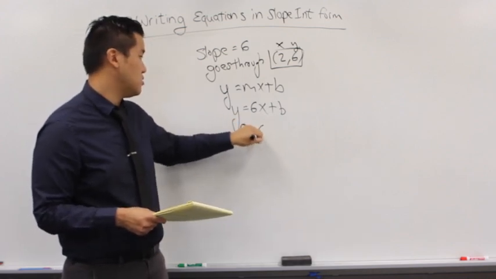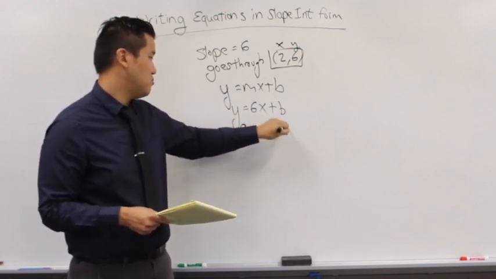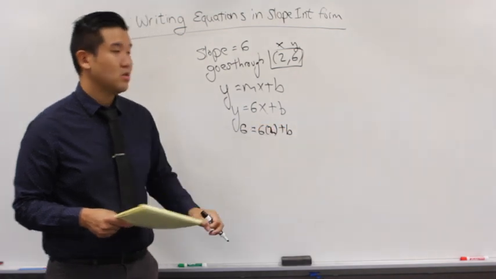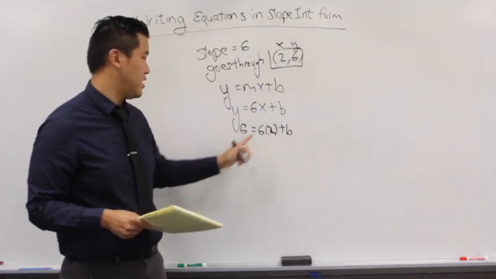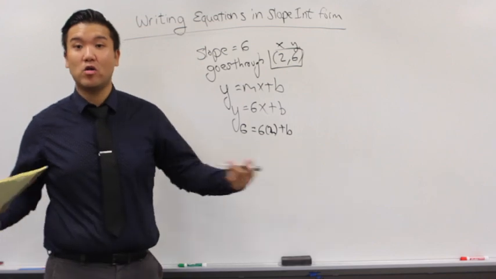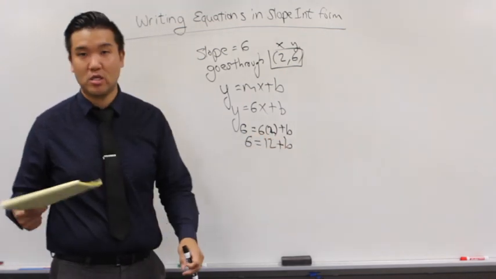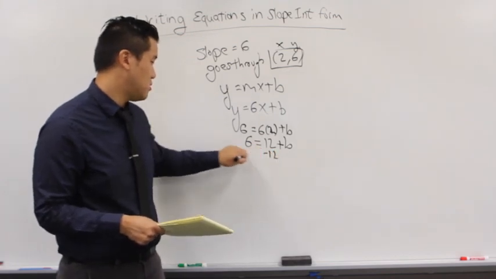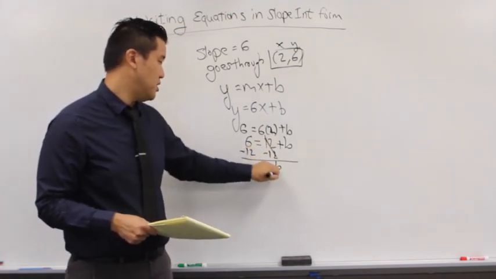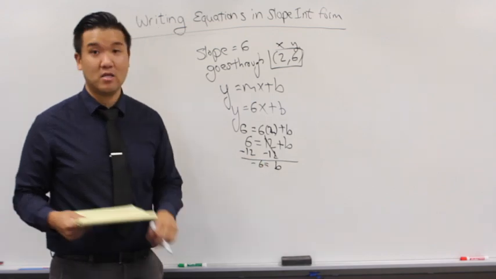So 6 equals 6 times 2 plus b. So I plugged in 2 for x, 6 for y. Now I only have 1 variable. All I have to do is solve for b. So it's just your basic 1-step equation. Subtract 12. So b is -6. So we're done.